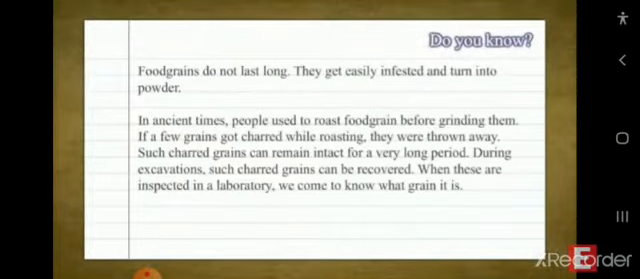Do you know? Food grains do not last long. They get easily infested and turn into powder. In ancient times, people used to roast food grain before grinding them. If a few grains got charred while roasting, they were thrown away. Such charred grains can remain intact for a very long period. During excavations, such charred grains can be recovered. When these are inspected in the laboratory, we come to know what grain it is.